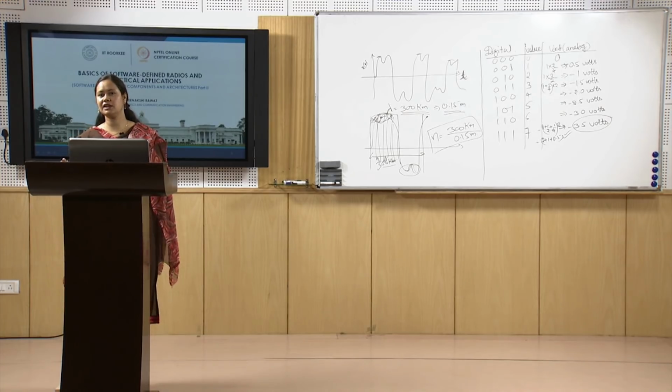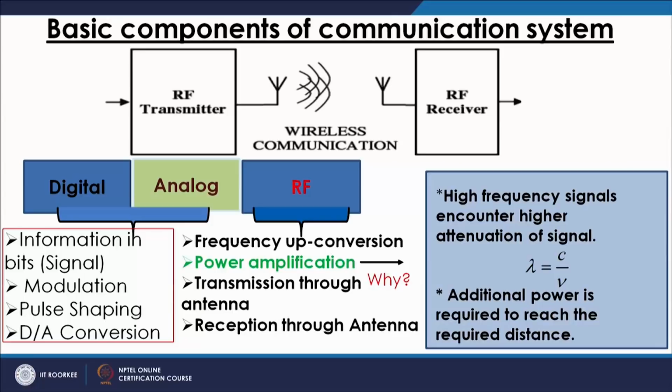Now because signal power has gone down, we require additional power to be given to the signal if it wants to reach that 300 kilometer distance theoretically, right. So that's why the power amplifier comes into the picture. Power amplifier is boosting the power of the same signal. So now the signal is at a higher frequency because of the step of frequency upconversion, and now we have given it the power, so it also has the power to reach that distance.